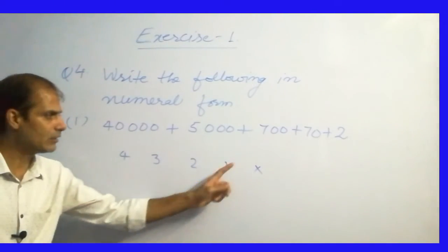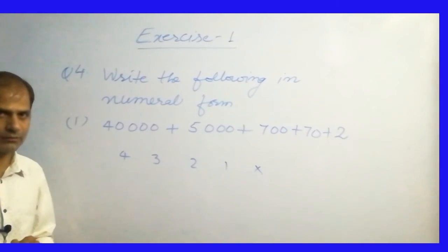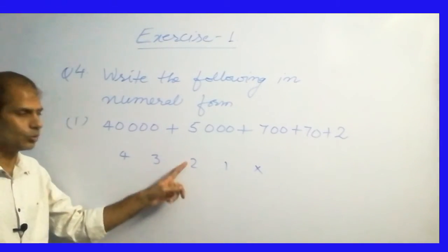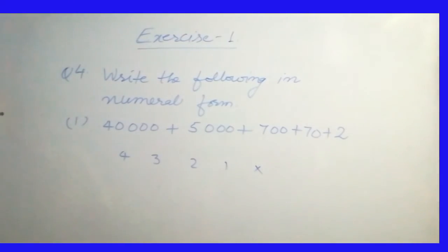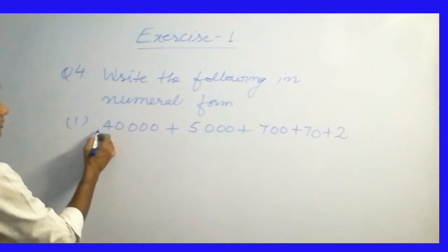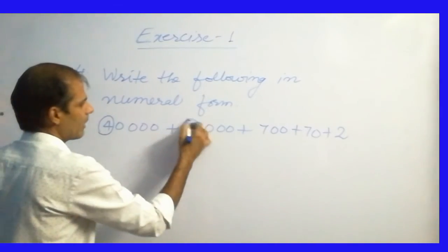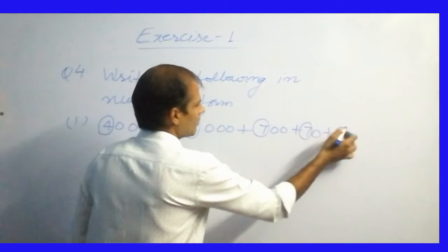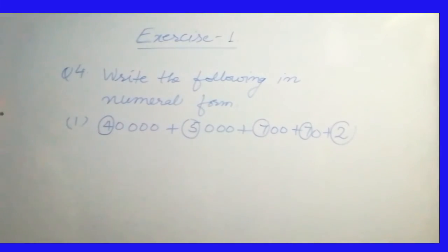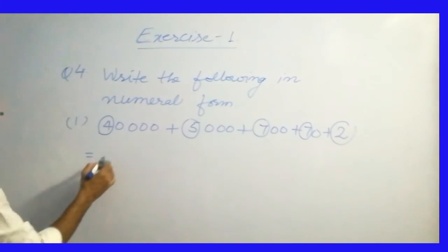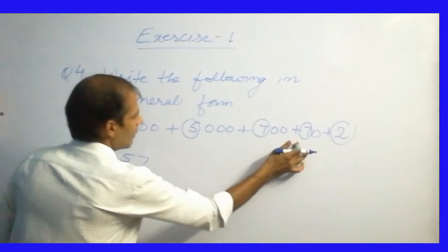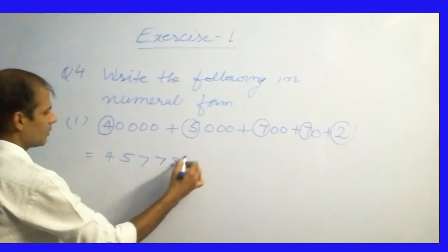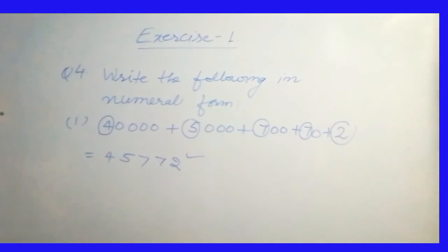So there is a pattern. 4, 3, 2, 1, 0. Means it is a reverse counting. It is a reverse counting. So the method is to just write all these numbers 4, 5, 7, 7 and 2. You will get the answer. Okay. So isn't it interesting? Yes, why not? So the answer will be 4, 5, 7, 7, 2. This is your answer, simply.